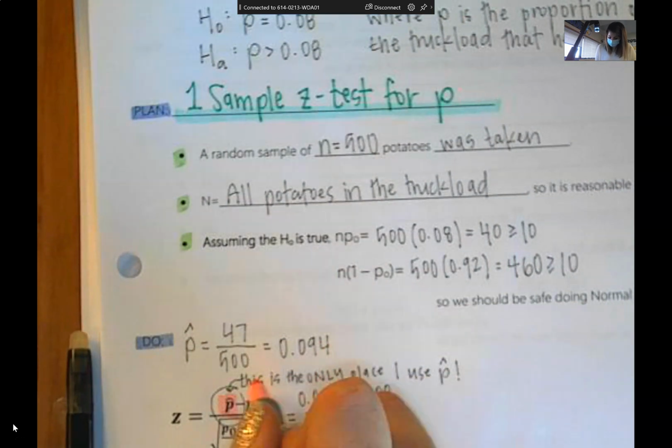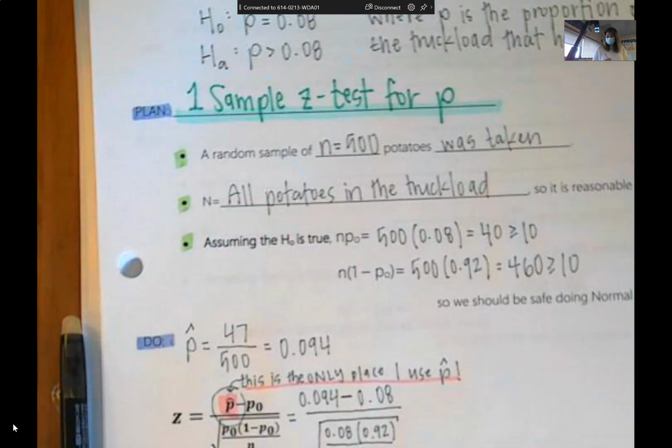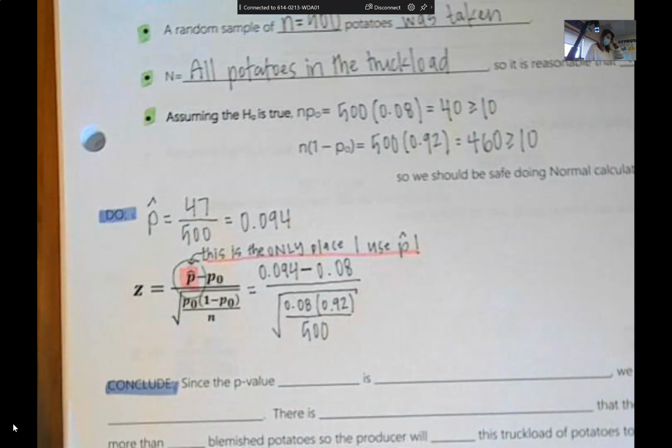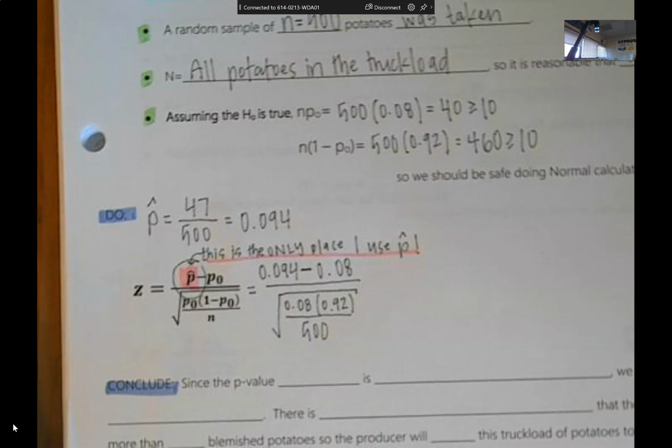Okay, practice plugging that in, because lots of people had trouble plugging in stuff on the last exam. I'm going to give you like 45 seconds.